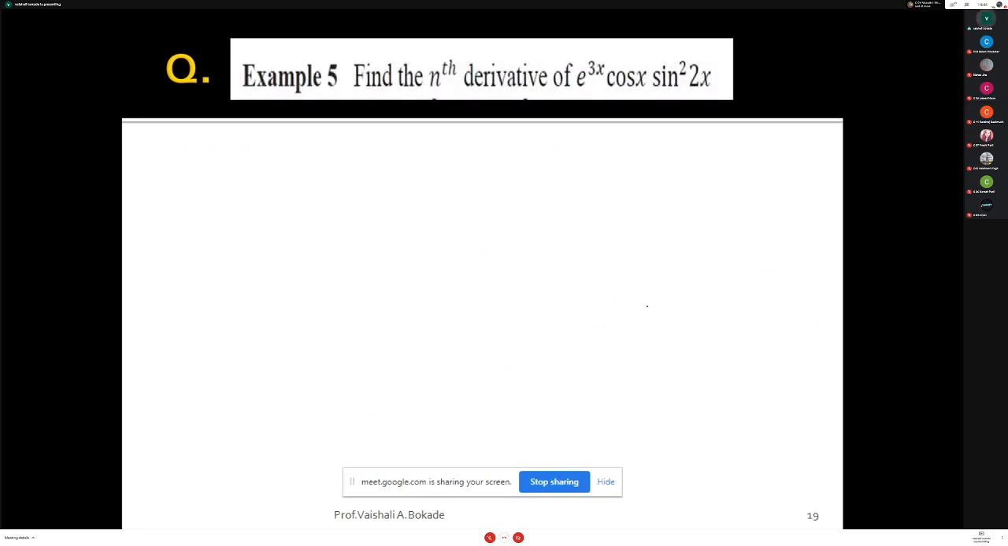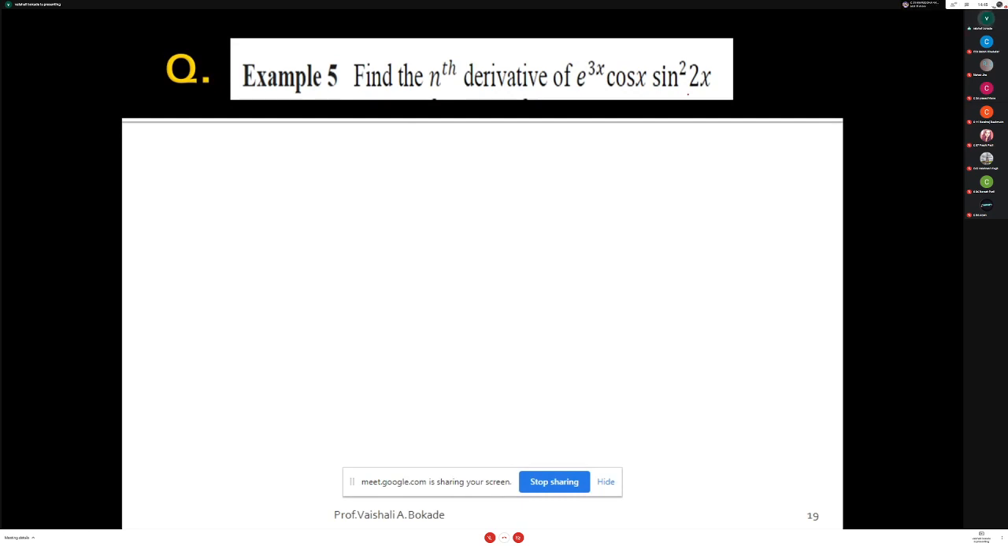Find nth derivative of this. One of the last examples I have to take here. No, this is not the last, our lecture is up to 2 to 3. So this is not the last example here. Find nth derivative for e raised to 3x into cos x into sine square 2x.